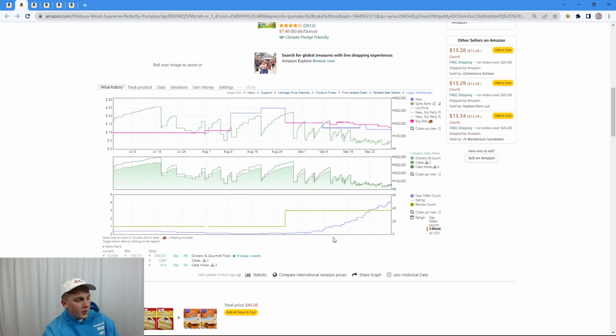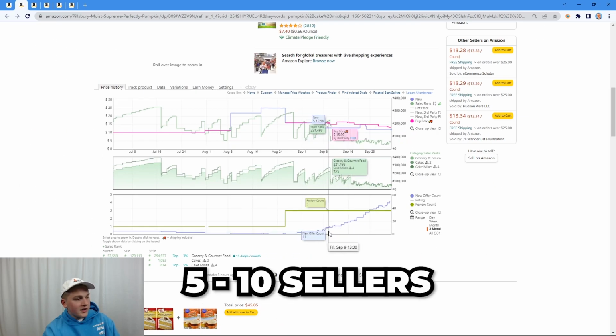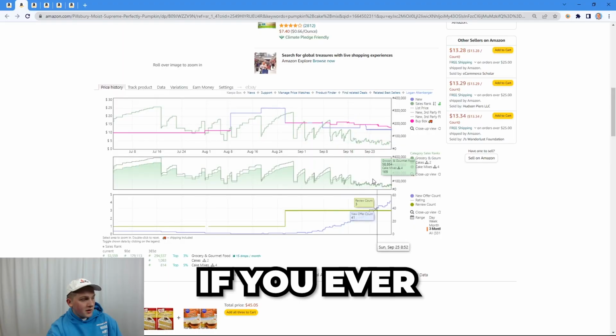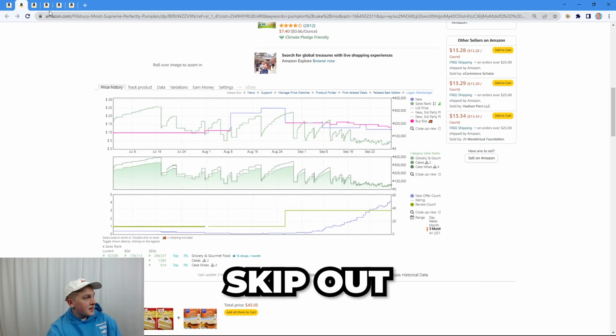So just a couple weeks ago, it was only at like 5-10 sellers, and now it's all the way up at over 50 sellers. And as the number of sellers skyrockets up, the price is soon going to tank because the velocity isn't increasing accordingly. It is speeding up a little bit, but for the most part, it's not going to be able to keep up with the demand. So the demand is not going to be able to keep up with the supply is what I mean, and the price is going to start to tank. So if you ever see this, that's a red flag and you should skip out on that product.